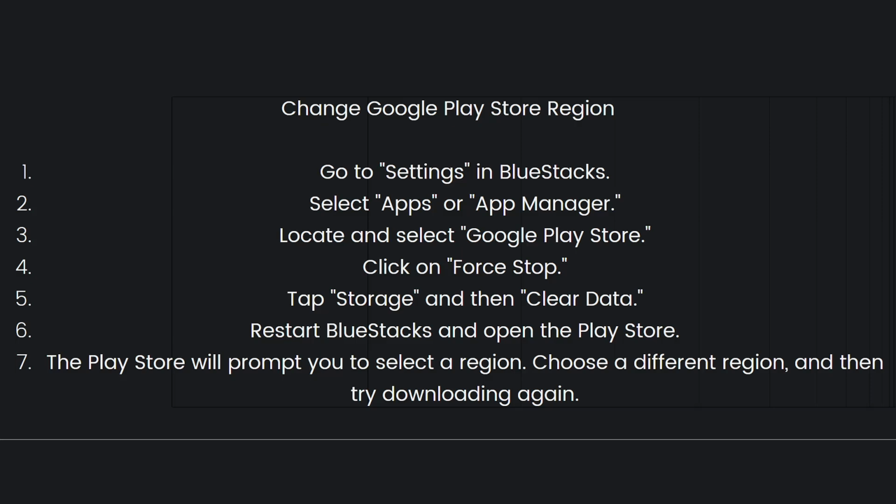Change Google Play Store region. So here's the step on how you can do this. First, go to Settings in BlueStacks, select Apps or App Manager, locate and select Google Play Store, click on the Storage tab, and then Clear Data. Restart BlueStacks and open the Play Store. And lastly, the Play Store will prompt you to select a region. Choose a different region, and then try downloading again.